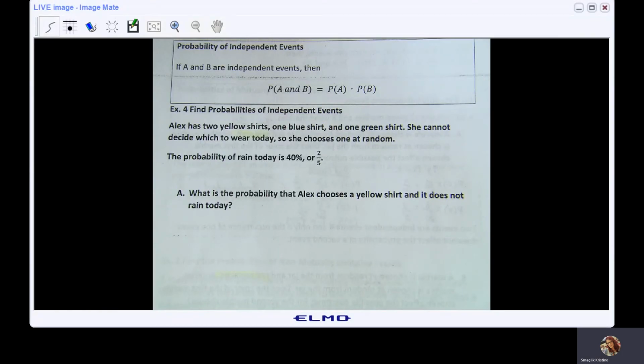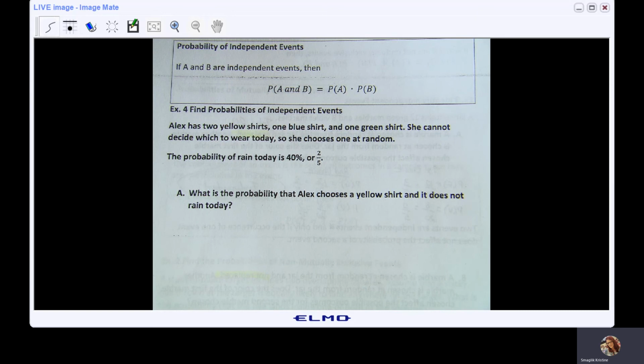Example 4, find probabilities of independent events. Alex has 2 yellow shirts, 1 blue shirt, and 1 green shirt. She cannot decide which to wear today, so she chooses one at random. The probability of rain today is 40% or 2 out of 5. What is the probability that Alex chooses a yellow shirt and it does not rain today?